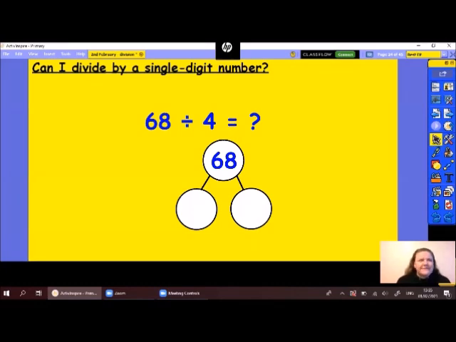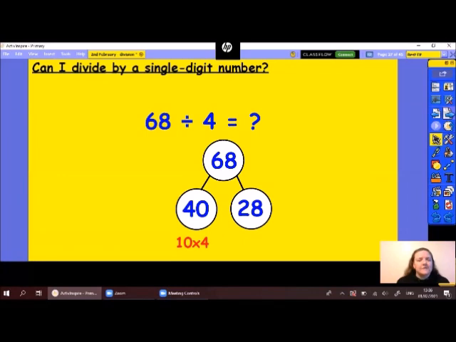So the most obvious fact that I know about the 4 times table is 10 4s. 10 4s are 40, and that's smaller than our total number. So I'm going to put 40 in one of my circles. And I know that that's 10 lots of 4, so that gets written underneath. So how many have I got left to put in the other circle? That's right, I've got 28.